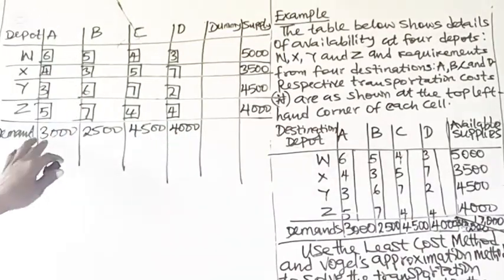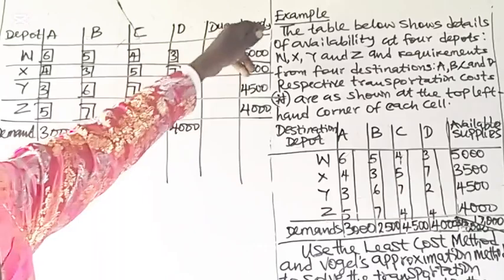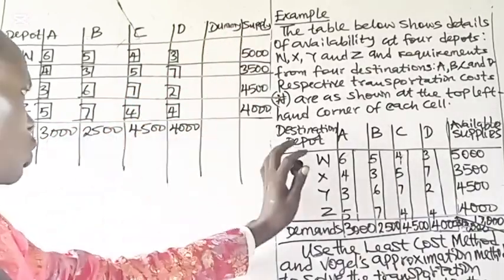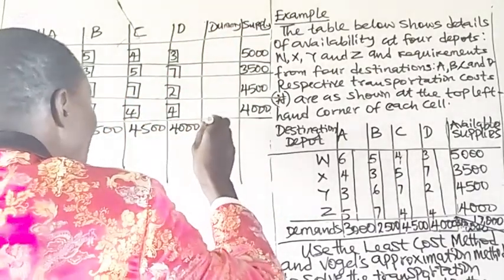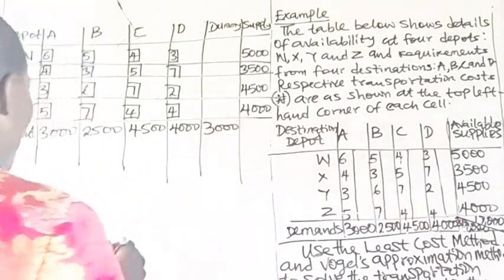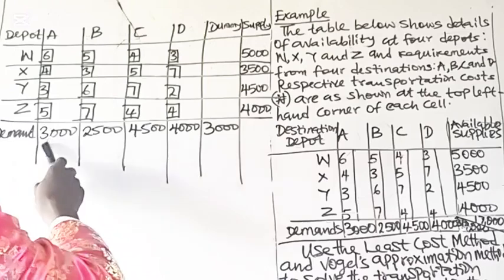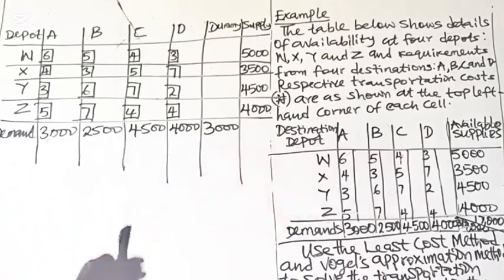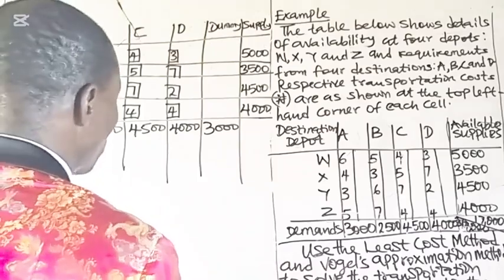You know, this is total 14,000 and this is 17,000. You want this one to be 17,000. That means we need to add 3,000 here. So if you have 2,500 plus 3,000 plus 2,500, that is 5,500, plus 4,500 plus 4,000 plus 3,000, so you now have 17,000 as the total.